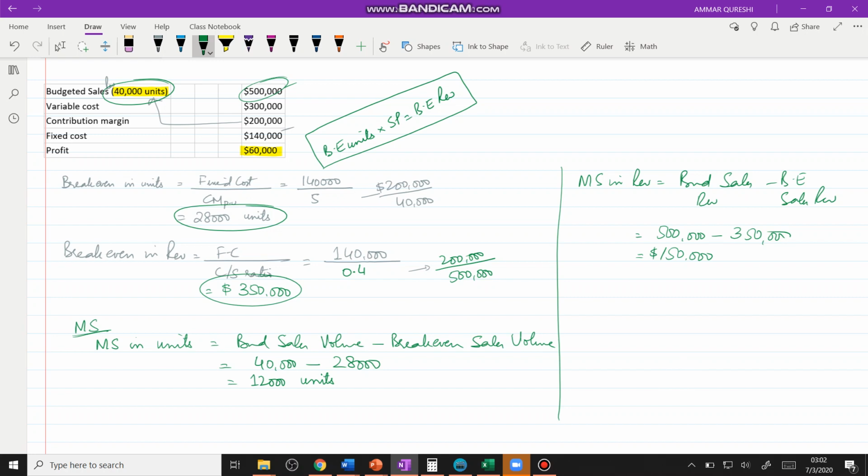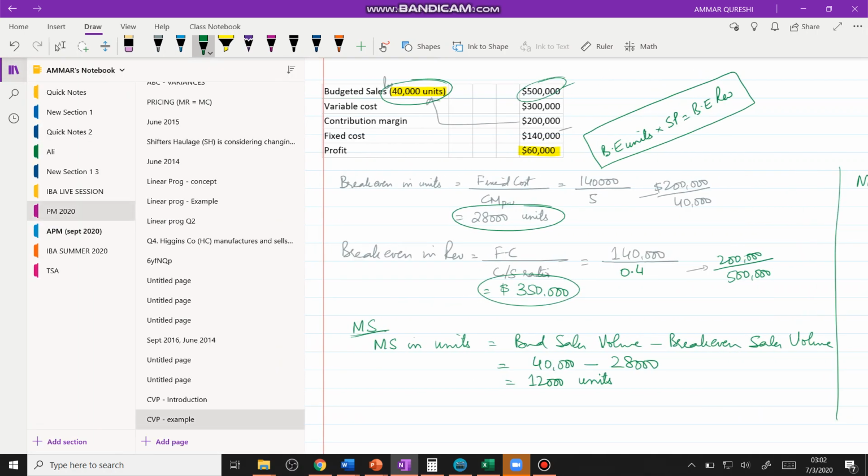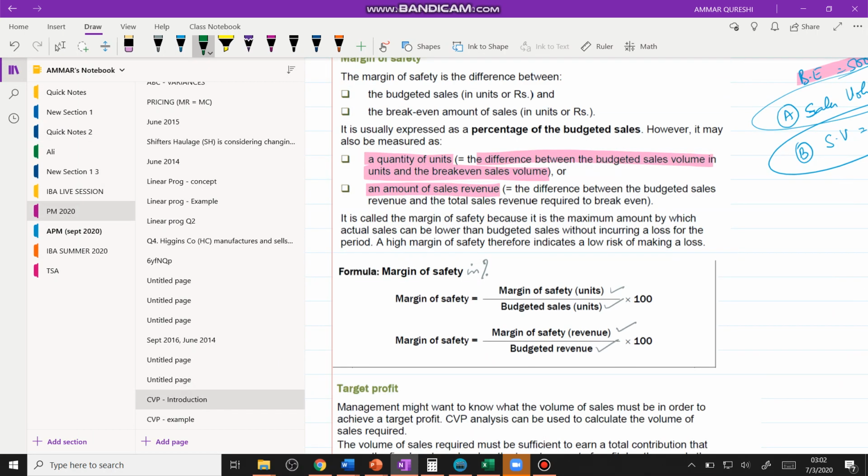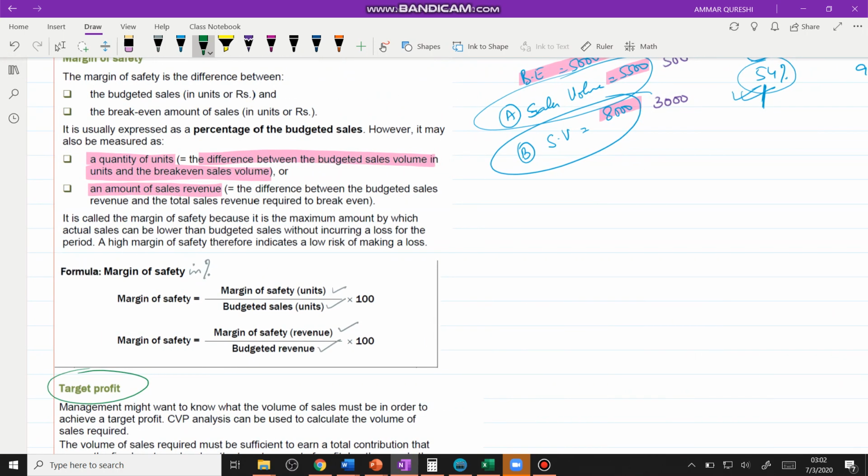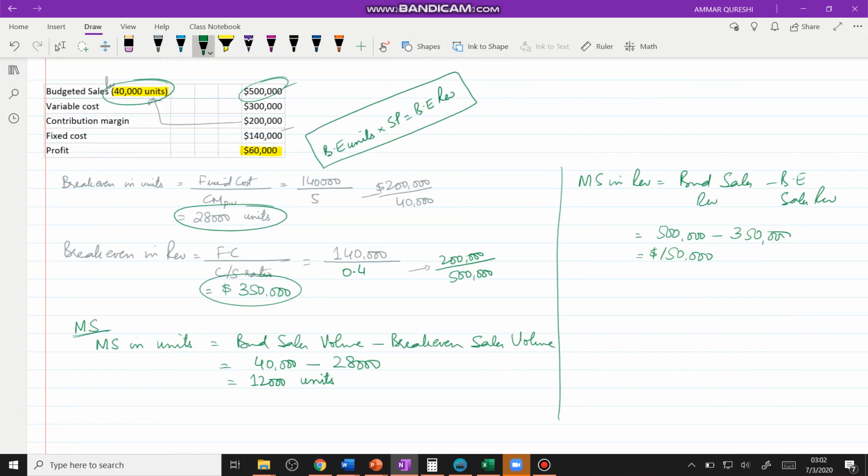Now, the last point, which I will discuss from the previous lecture, is the targeted profit part. I'm calculating it directly here. See, right now, how much profit is the company expecting? 60,000. Suppose your manager comes to you and says, look, we don't want to earn 60,000 profit. We want to earn 100,000 profit. And you have to tell me how many units we should sell in order to earn a profit of 100,000.